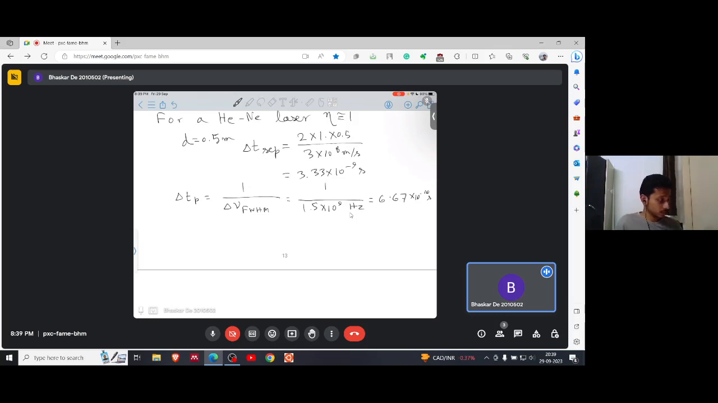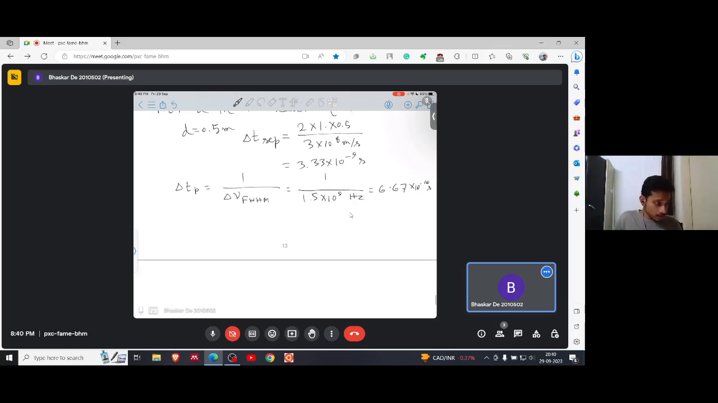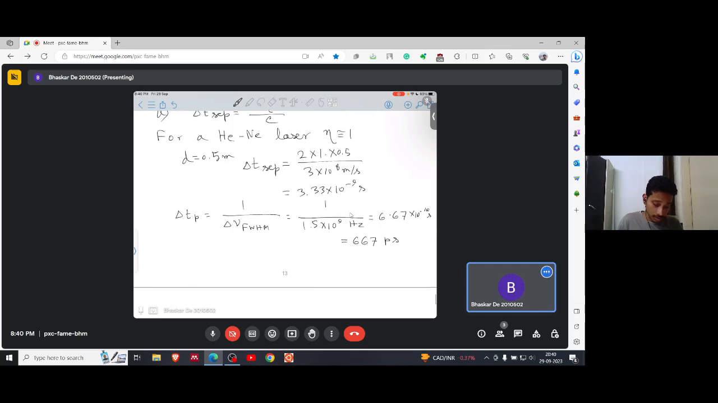This helium neon laser will thus produce pulses of 667 picosecond. So basically the interval between the pulses is around 3.33 nanosecond, and the pulse duration is 667 picosecond.